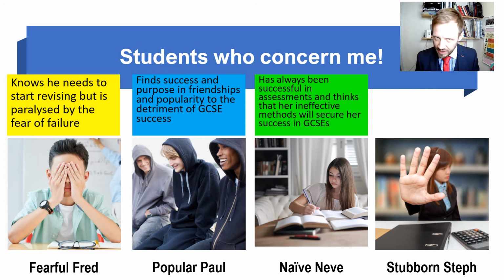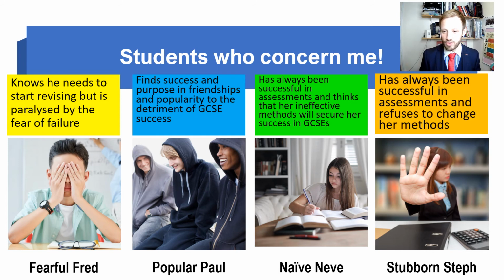Then there's Naive Neve. Now, Naive Neve has always been successful from primary school, year 5, year 6, 7, 8, 9, 10. She's always done the same methods, and her small tests have gone well. At the end of year 10, she had her end of year exams. They didn't go very well. She puts it down to needing to do a higher quantity of what she's been doing. But unfortunately, she's been using very ineffective methods. She's been rereading, she's been highlighting, and she doesn't appreciate yet that those methods are insufficient. They're not going to get her the grades that she deserves when it gets to the end of year 11.